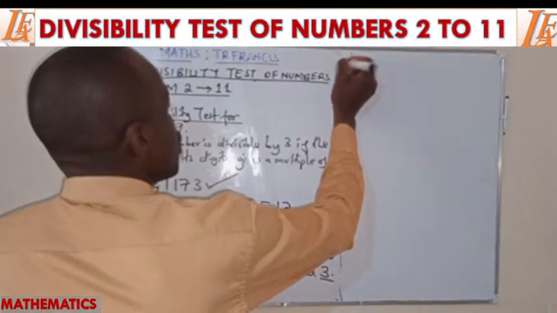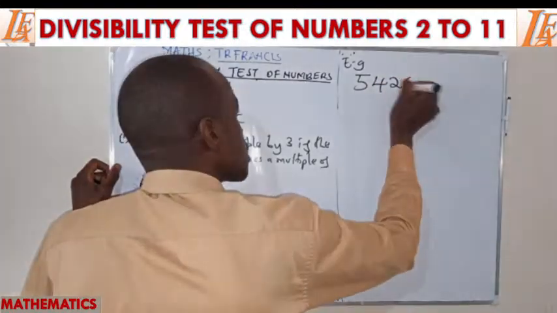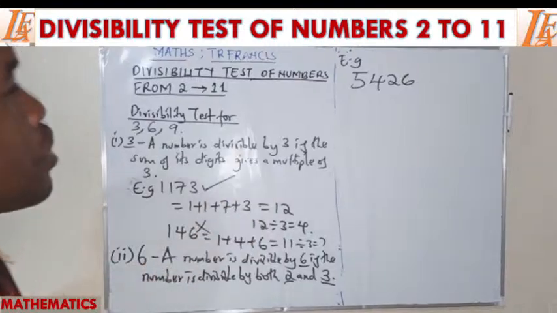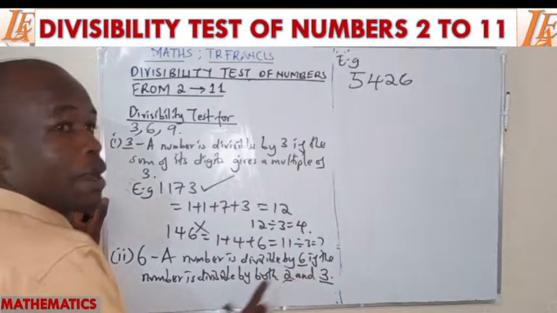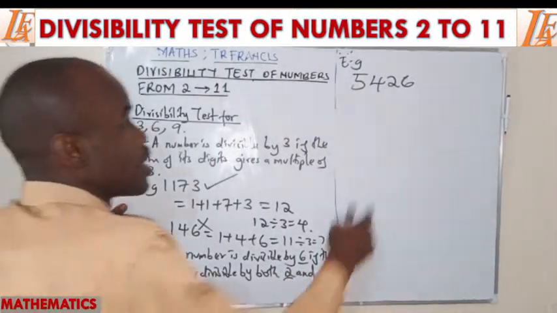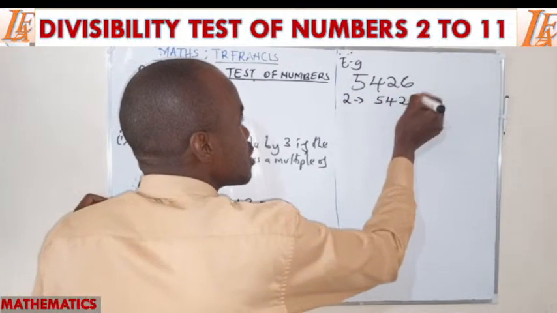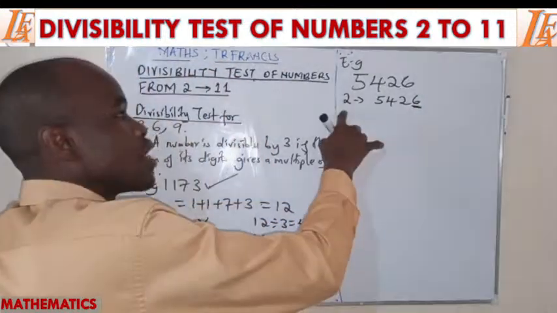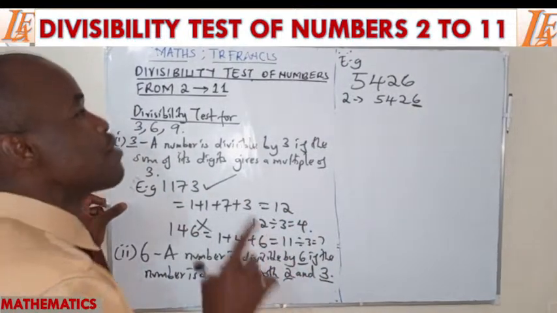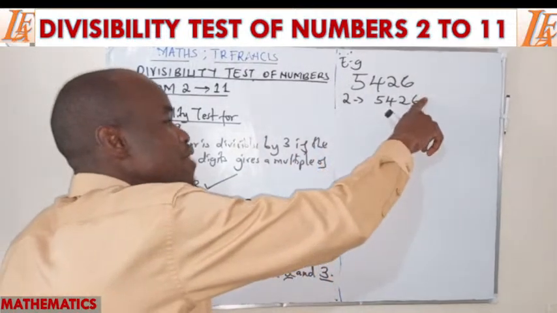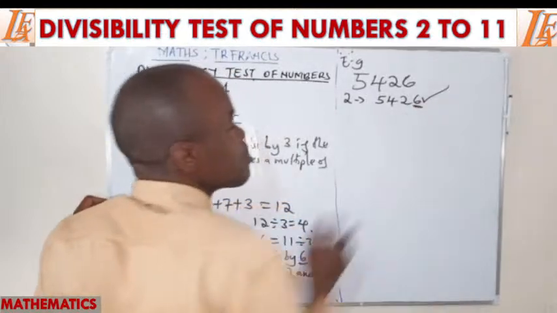For example, let me take 5,426. We are now testing if it is divisible by 6, so we test if it is divisible by 2 and 3. First of all, let us try for 2. For 5,426, the digit in the ones place value is 6. A number is divisible by 2 if the digit in the ones place value is 0 or an even number. 6 is an even number, so the number is divisible by 2.